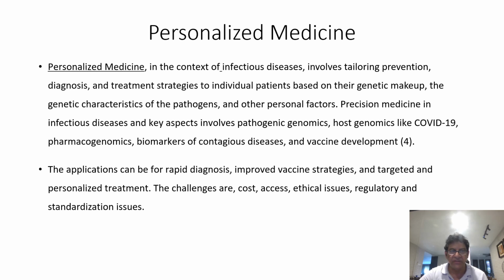For precision medicine in infectious diseases, the key aspects involve pathogen genomics, host genomics like COVID, pharmacogenomics, biomarkers of contagious diseases, and vaccine development. The applications can be rapid diagnosis, improved vaccine strategies, and targeted and personalized treatment. The challenges, or downsides, will be the cost, access, ethical issues, and regulatory and standardization issues.